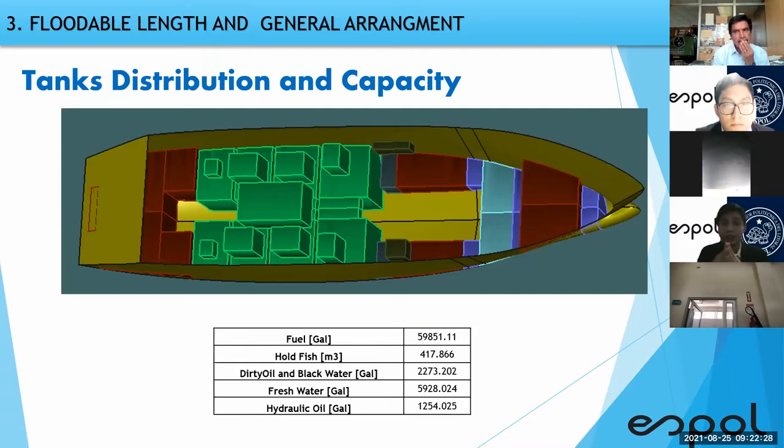We can see the calibration of the tanks in our ship, and we have a capacity of fuel above 50,000 gallons of fuel. That is more than 41 days to be at sea.